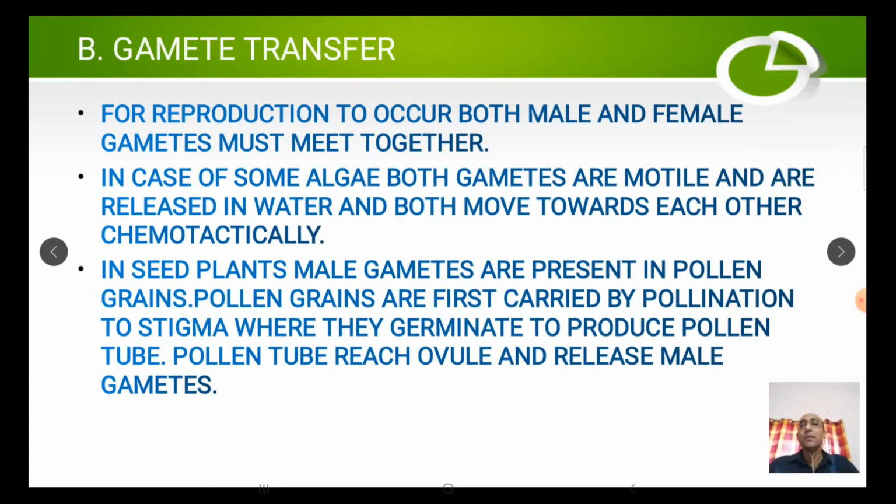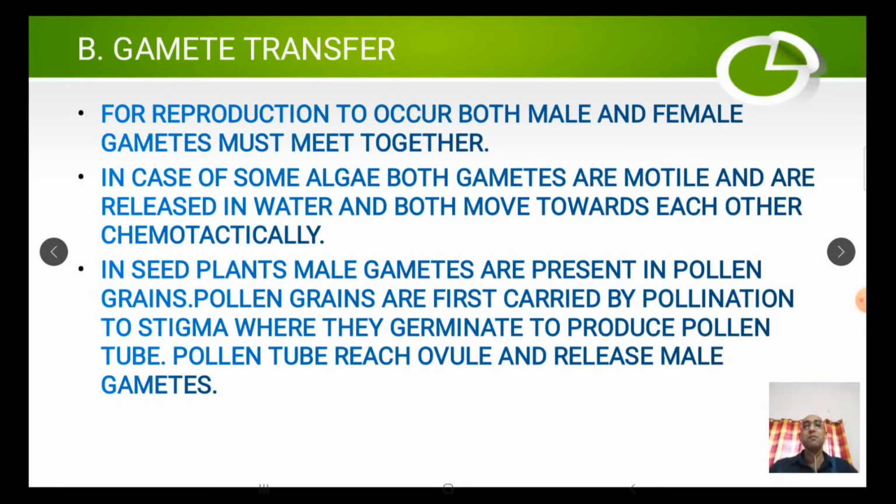So for example, in case of some algae, both the gametes are motile, and are released in water. Now both move towards each other chemotactically. Chemotactically means due to secretion of some chemical substances, they are attracted towards each other and move towards each other. Now ultimately they meet and fusion takes place.